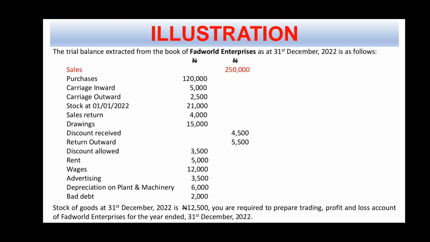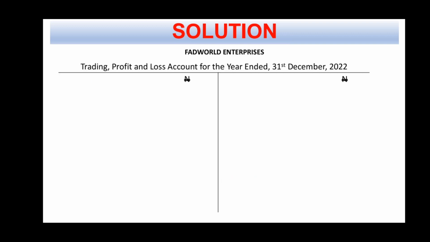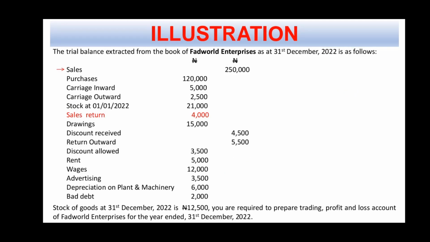Let's go to the question and look at the value of sales. We have sales 250,000 naira, then sales value 250,000 naira. Like I said, let's return inward. So if you are using the T format, anything revenue will be at the credit side, anything expenses will be at the debit side. So let's go to our T account, which means sales will be at the credit side. Sales 250,000 naira. Back to the question.